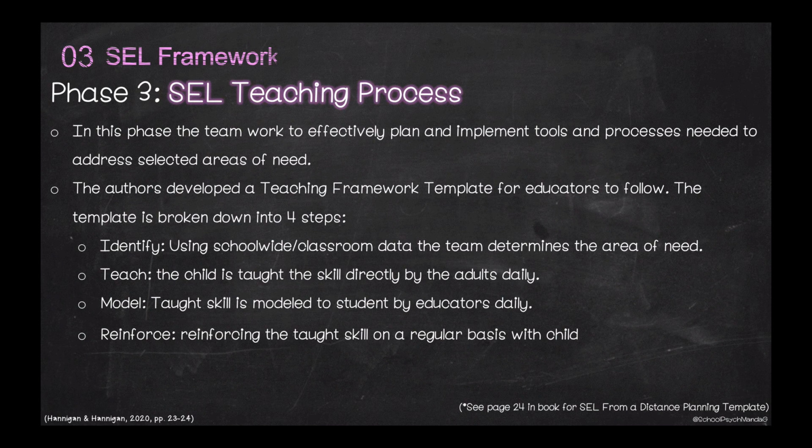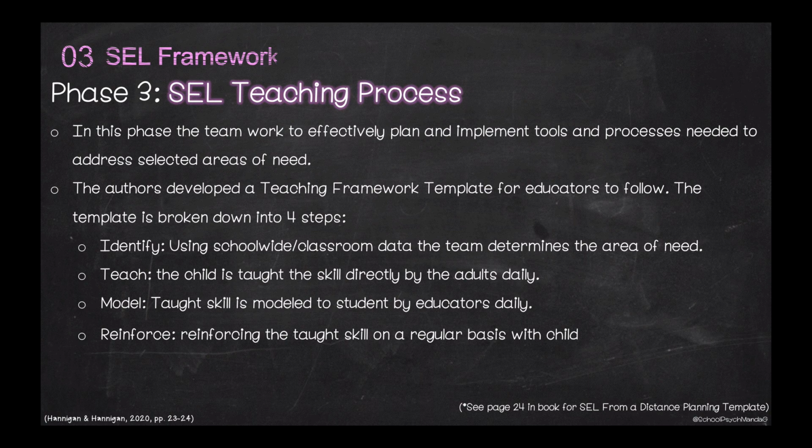And then moving to phase 3, this is the teaching process for SEL. And in this phase, the team really needs to work effectively. They need to collaborate. They need to design and implement the tools that the student is going to need in order to achieve success related to that strategy or skill that you're teaching them.